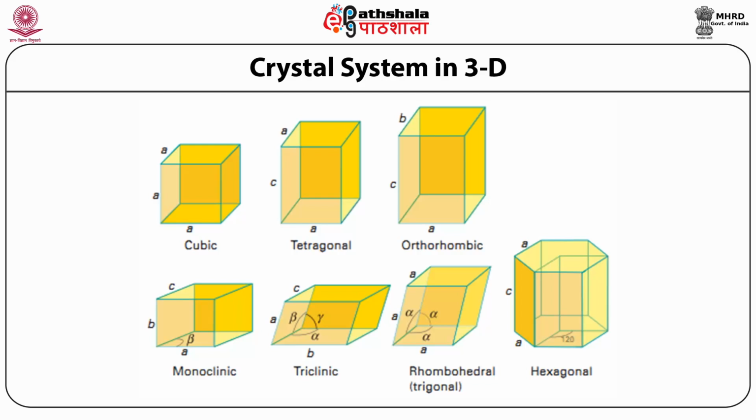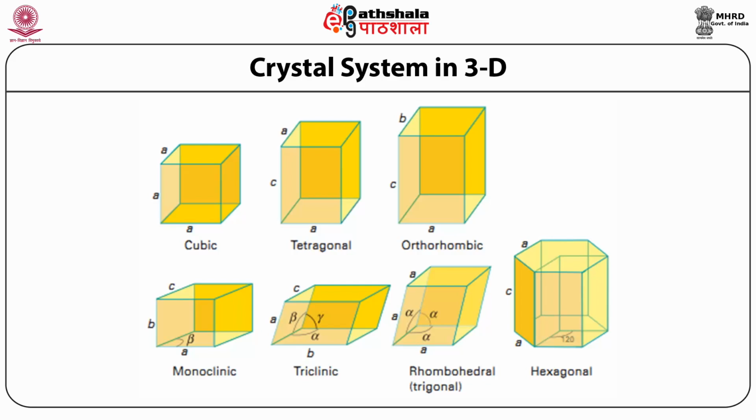So the first one is the simple cubic, which is on the extreme top left corner. This is the crystal system which has a cubic structure with A = B = C, meaning all the sides are the same, with alpha = beta = gamma = 90 degrees. And the minimum symmetry in this is 4 three-fold rotations. The symmetries we will be discussing in later slides.